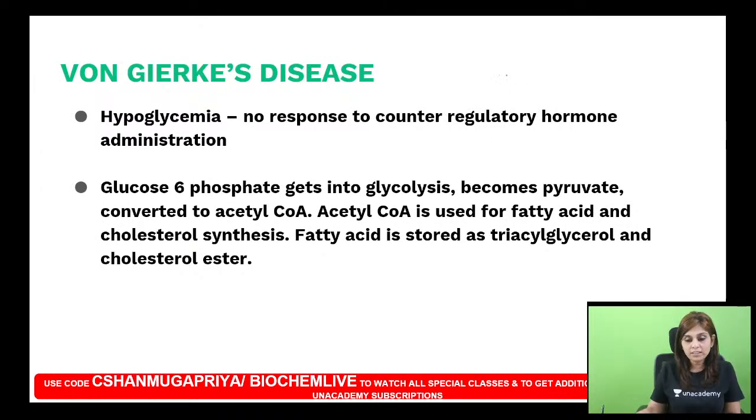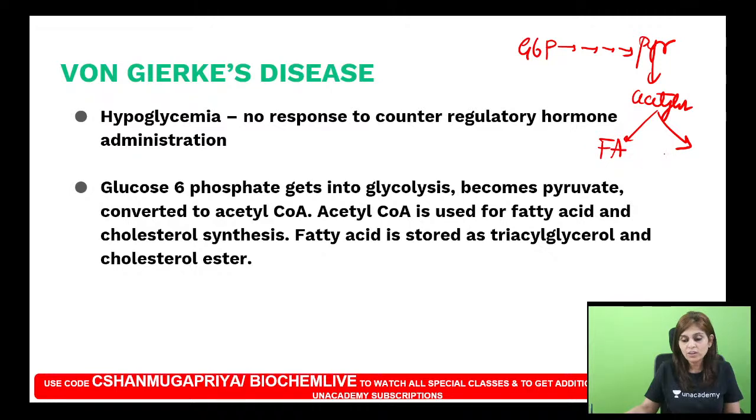So what happens in von Gierke's? When glucose 6-phosphatase is defective, glucose 6-phosphate gets into glycolysis. All of you listen to this. This glucose 6-phosphate thereby gets converted to pyruvate, and this pyruvate gets converted to acetyl-CoA. And this acetyl-CoA is used for what? Acetyl-CoA is used for fatty acid and cholesterol synthesis. Fatty acid is stored as triacylglycerol. Cholesterol is stored as cholesterol ester. So the child will not only present with hypoglycemia, which does not respond to counter-regulatory hormone administration, the child will also present with hypertriglyceridemia and hypercholesterolemia.